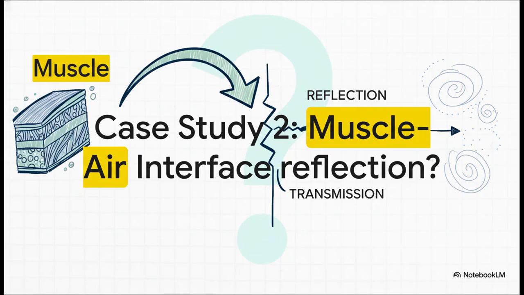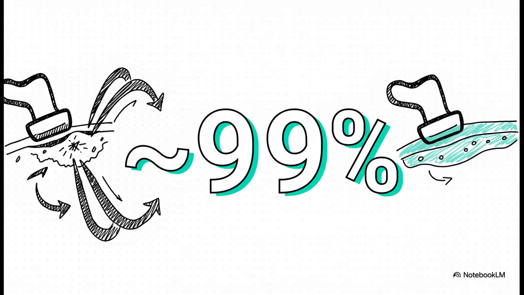Okay, now for the total opposite scenario. Case study number 2. What happens when that sound wave tries to go from skin and muscle, which has an impedance around 1.7, to air? You remember air's impedance, right? It's basically 0. We're talking about a massive mismatch here. The Grand Canyon of impedance differences. So what happens? A wall. Almost 99% of the sound wave smacks into that air and reflects right back. Nothing gets through. This is what we call terrible acoustic matching.